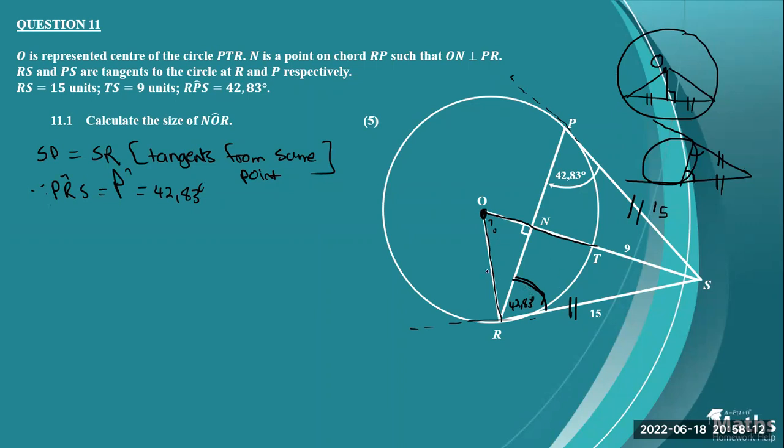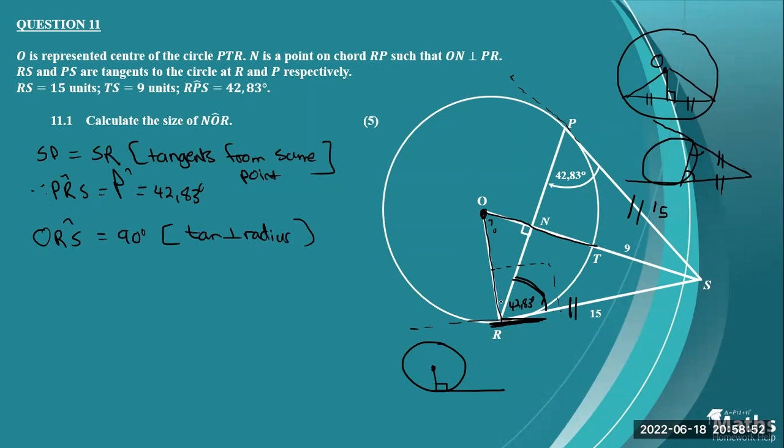Well, we know that this angle will be equal to 90 degrees, because that's a tangent. And whenever you sit with a radius and a tangent, the angle will be 90 degrees. So that's what we can say there. So I'm just going to say that angle ORS is 90 degrees, tangent perpendicular to radius. So this is 90 degrees.